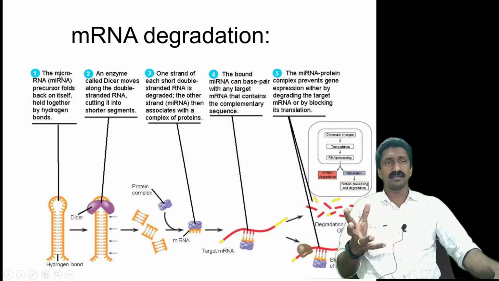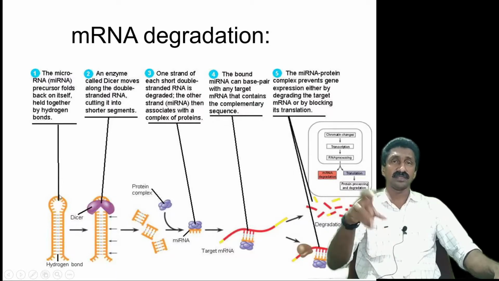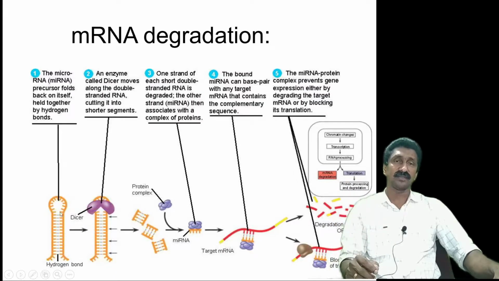This can be shown using this diagram. You can see that in the first stage, the microRNA or miRNA precursor folds back on itself and is held together by hydrogen bonds. This is a self-complementary region of the miRNA, and that region will pair together, leaving a loop here, as the miRNA folds on itself and this pairing is formed.